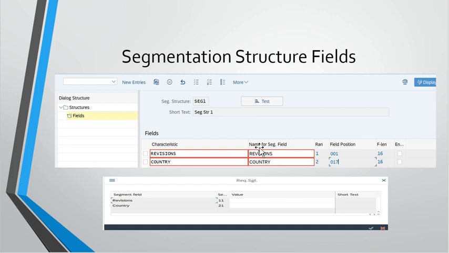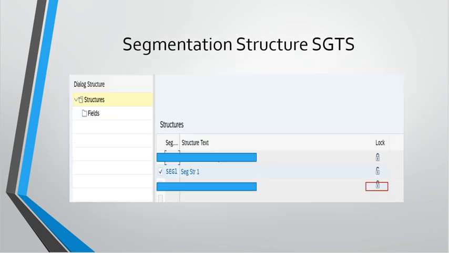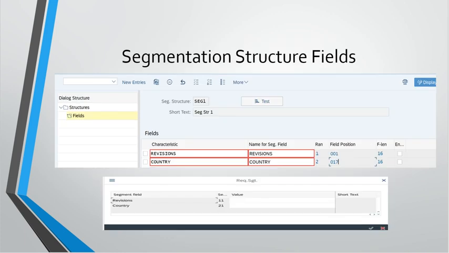And one important part is that while you are defining your segmentation structure, you must lock the segmentation structure, then only can you use it. Locking can be done here. The red part you see here, you have to lock it, then only are you able to use it. So this is the simplest way. Normally you can define the segmentation structure, and you just need to assign the characteristics which are segmentation relevant.